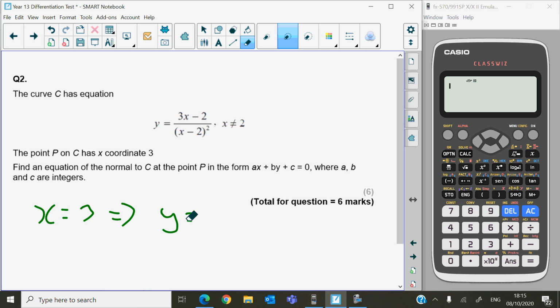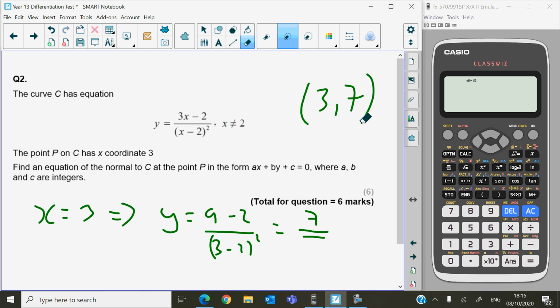Well, y is going to be what we get when x is 3. So 3 times 3, which is 9, minus 2 over 3 minus 2 all squared. So therefore, 9 minus 2, we've got 7 over 3 minus 2 is 1. 1 squared is 1. Don't need to worry about that because dividing by 1 doesn't do anything. In other words, our coordinate is 3, 7. Okay? X coordinate 3, y coordinate 7.